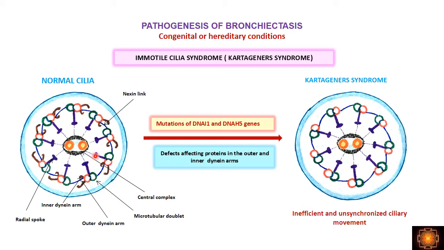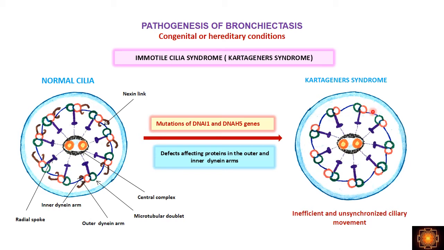So in Kartagener syndrome, there are mutations in the genes DNAI1 and DNAH5. Because of the mutations of these genes, there is a loss of the dynein arms, inner dynein and outer dynein arms. So this is the structure of the cilia in Kartagener syndrome.